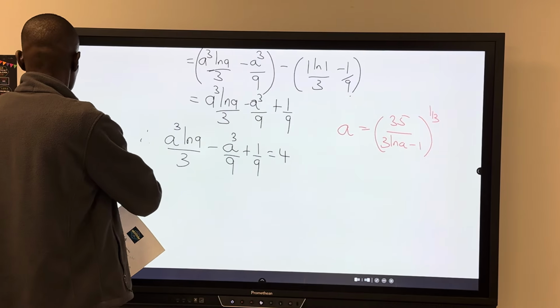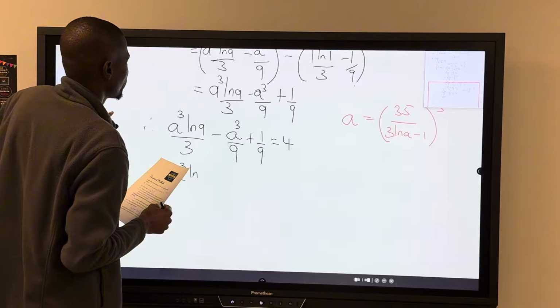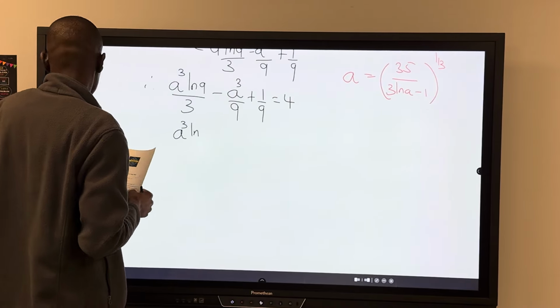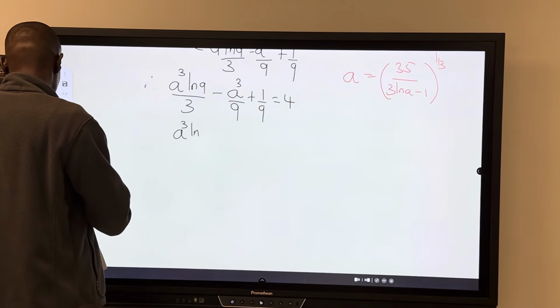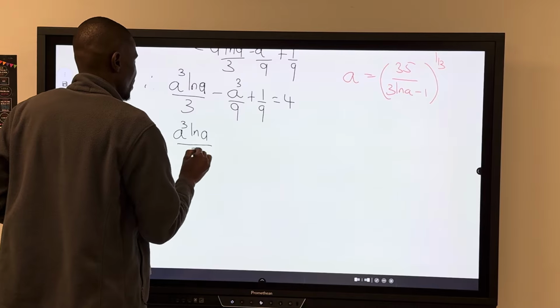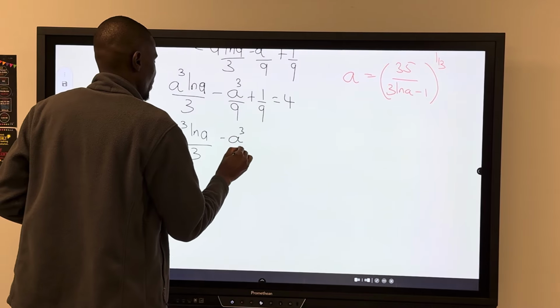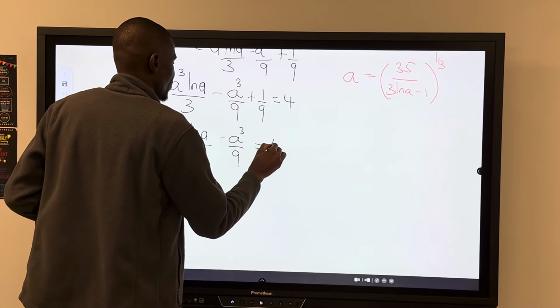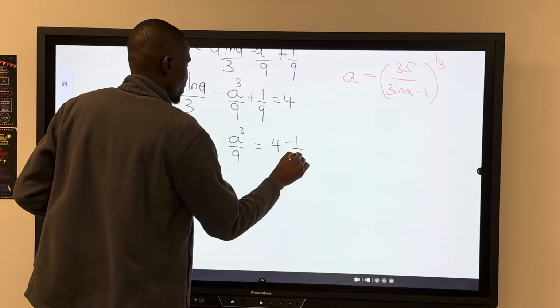Sorry, it was a cubed natural log of a. I'm sorry, not 9, so a cubed. This is natural log of a, not that one. Okay, so it's a cubed. Here it's natural log of a. So a cubed natural log of a over 3 minus a cubed over 9 equal to 4 minus 1 over 9.